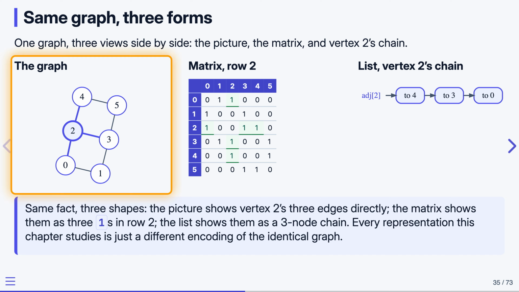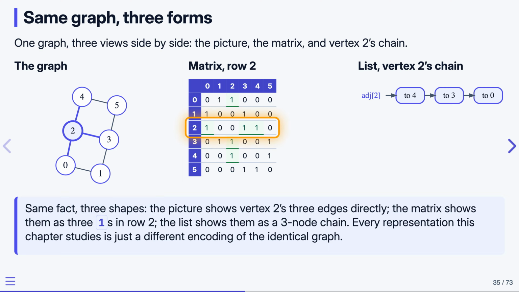The left picture draws the graph directly. Vertex 2 is colored, and it has 3 edges going to vertex 0, vertex 3, and vertex 4. The middle is the adjacency matrix. Row 2 is highlighted, and it holds 3 ones in columns 0, 3, and 4. Those are exactly vertex 2's 3 edges.